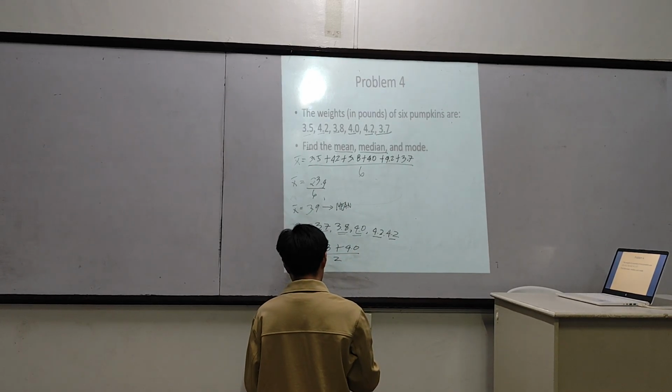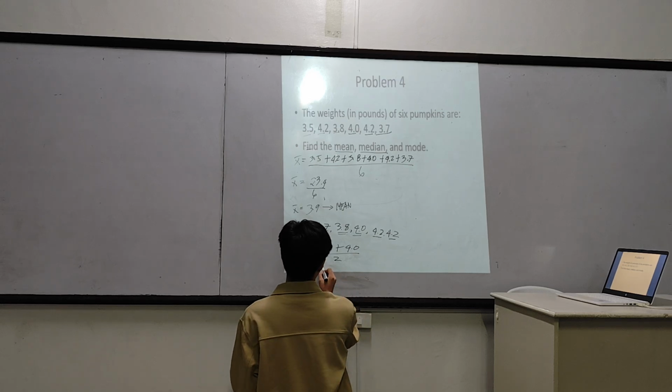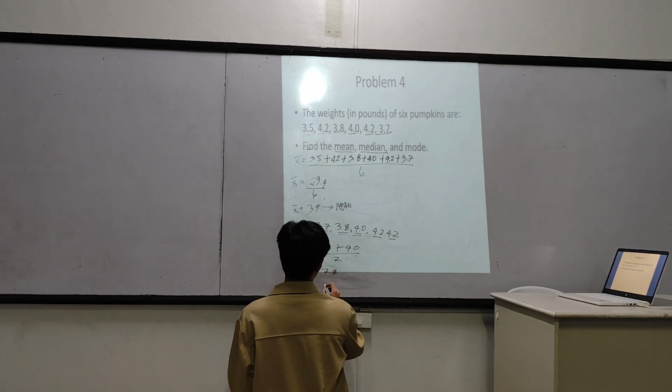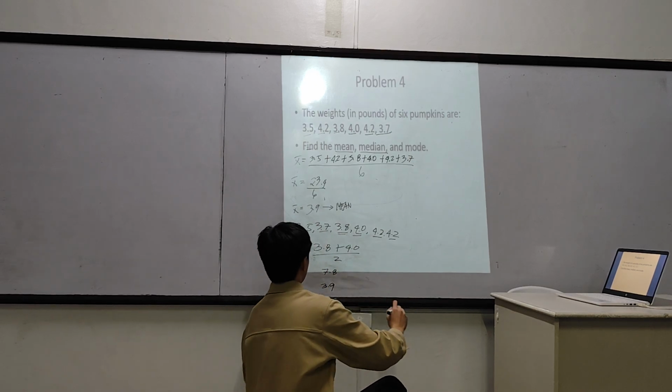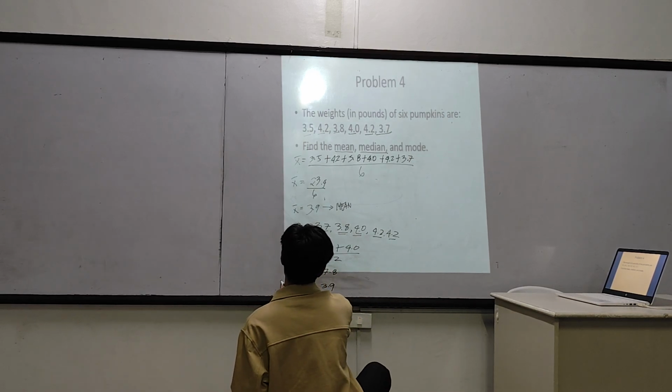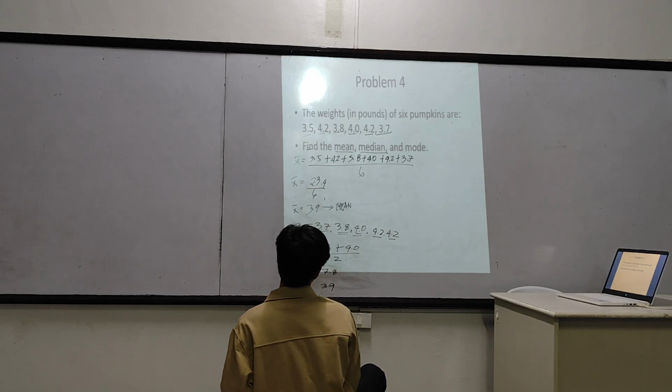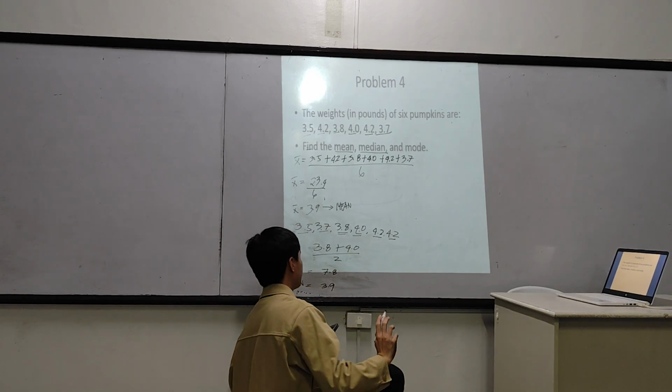So 3.8 plus 4.0 is 7.8, divided by 2. You come up with 3.9 again. So the median of this data set is equivalent to 3.9.